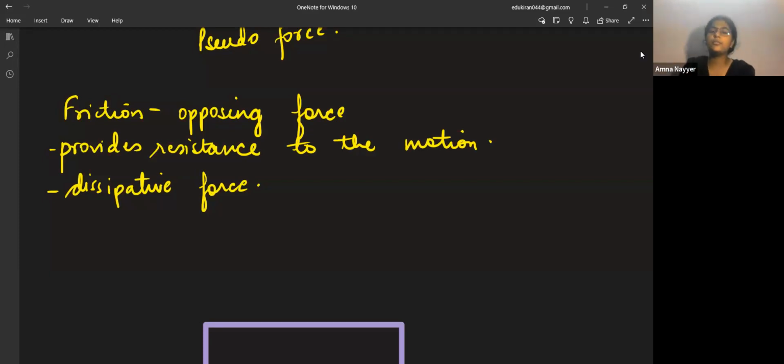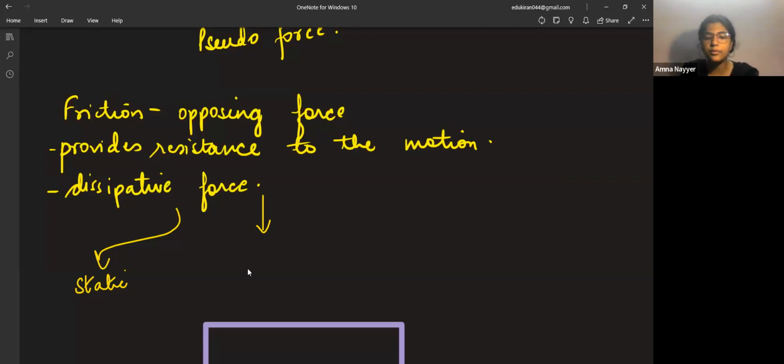It's a dissipative force, meaning it's a wasteful force. We often call friction a necessary evil, because sometimes we require friction. Without friction, so many things would be impossible. But since it opposes the motion, that's why we call it a necessary evil. Both pros and cons. And this is not of a single type. Let us discuss all three types of frictional forces which are available.